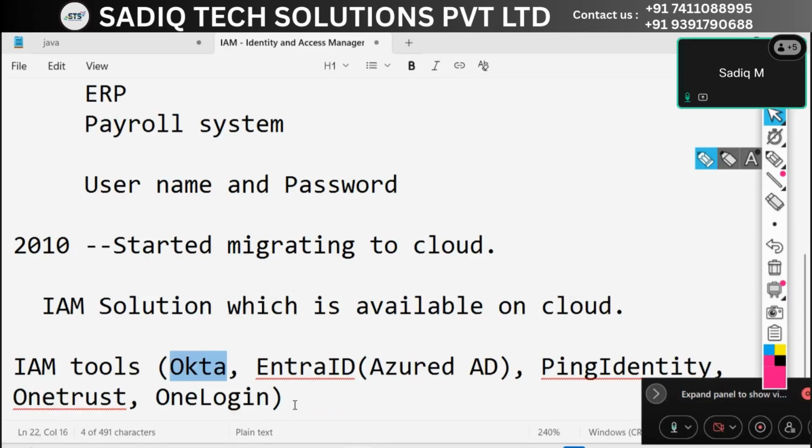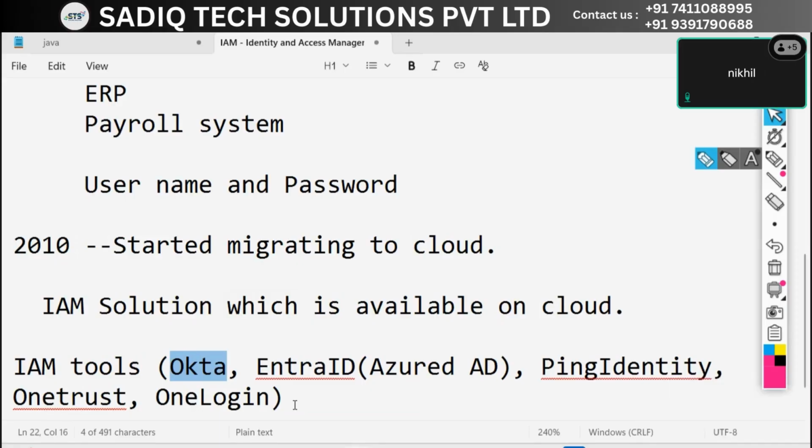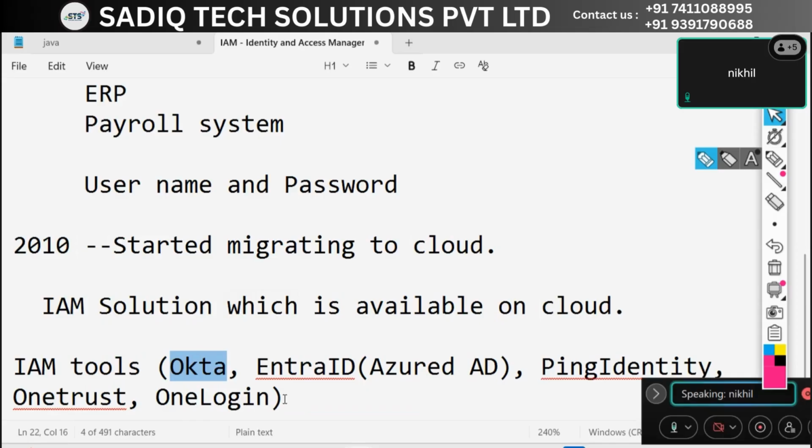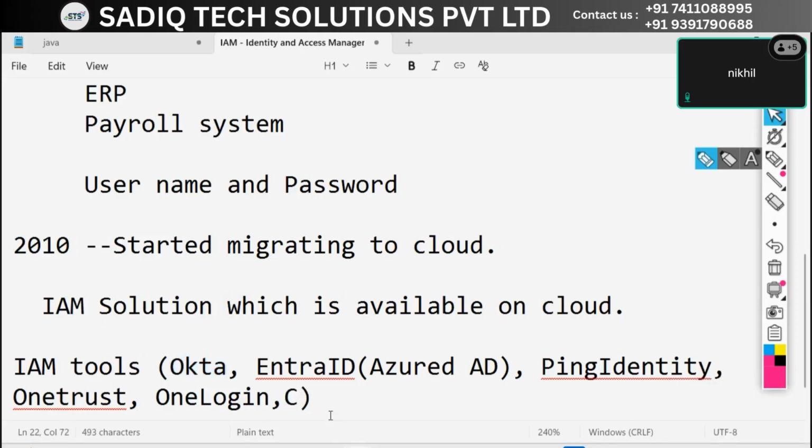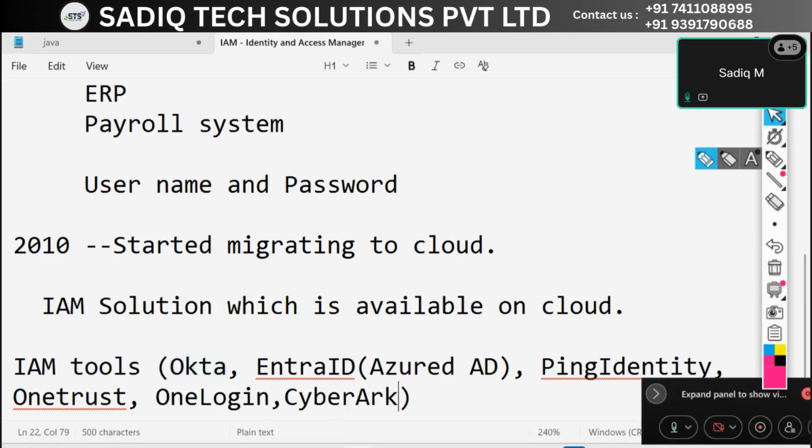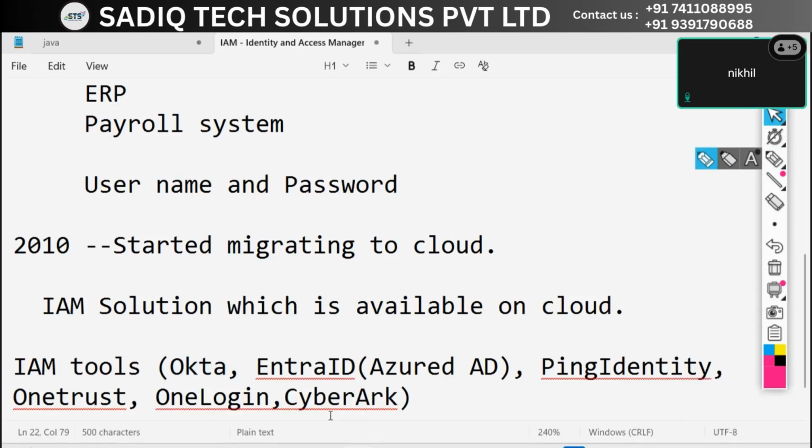And any prior coding experience needed. Yeah, please go ahead, Nikhil. You have some doubt? Yeah, sir. There is this one was a CyberArk and Delinea, then TPAM. Correct, correct. Very good. All these are IAM tools only. Yeah, there are a lot of tools actually.